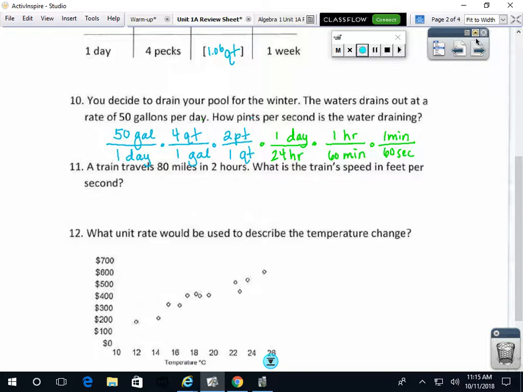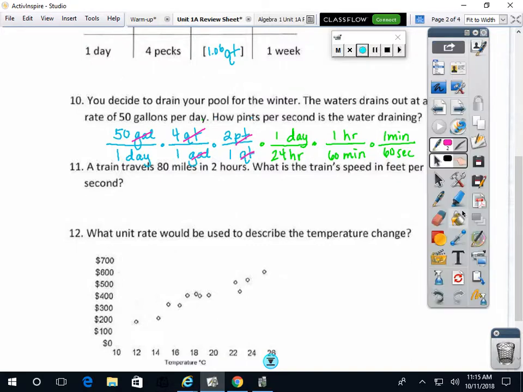Okay, everybody got it copied? Okay, so now look. Gallons and gallons will cross out. Quarts and quarts will cross out. Pints won't, because was there anything on the bottom to cross it out? And it's not supposed to be crossed out because that's what we want our answer to be in. Then days and days will cross out, hours and hours, minutes and minutes. But seconds does not cancel out with anything because that's what we want our answer in.